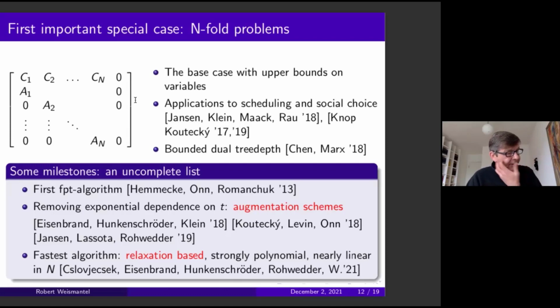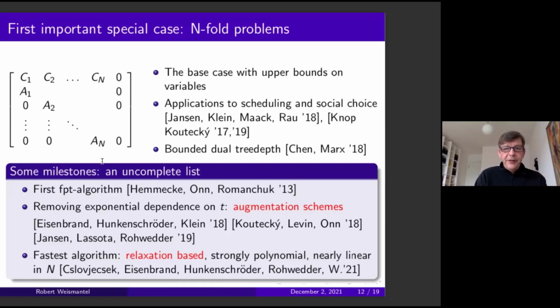There are many applications of this n-fold model in various areas, in particular scheduling and social choice, and I listed here a list of references. And there are also extensions of this model where you study bounded dual tree depth instead of the combinatorial sparsity pattern. So some milestones, and again, it has to fit on this one slide.